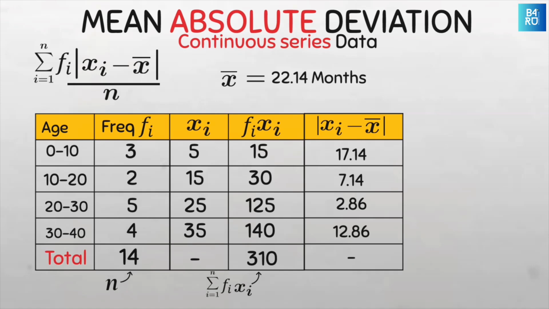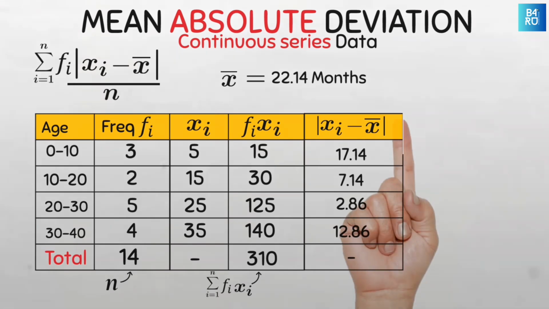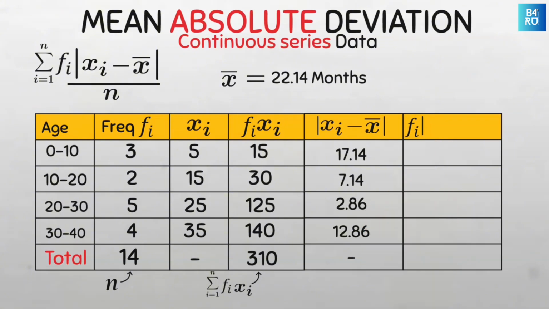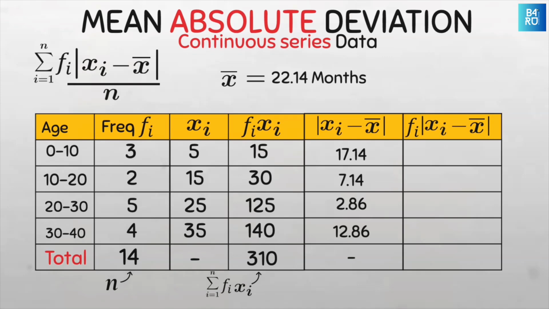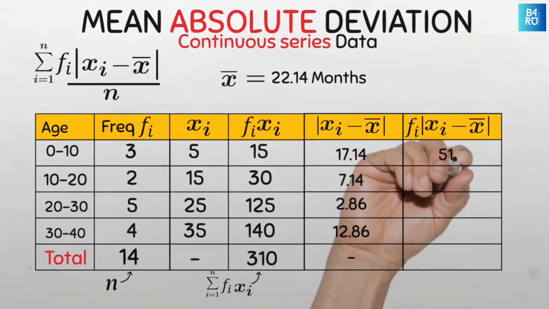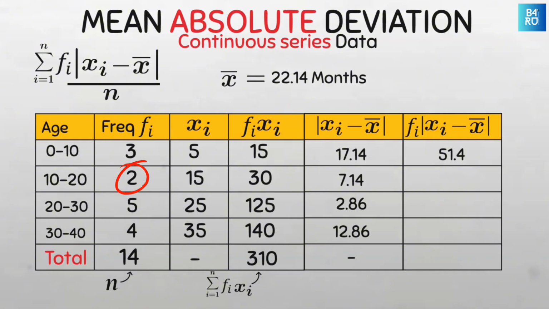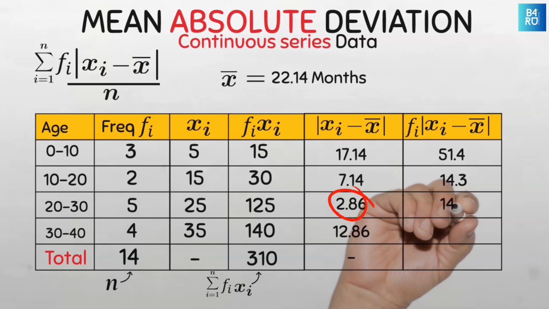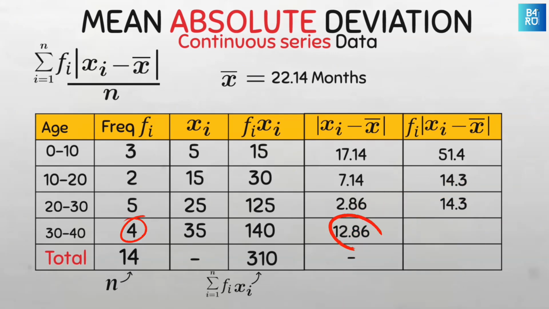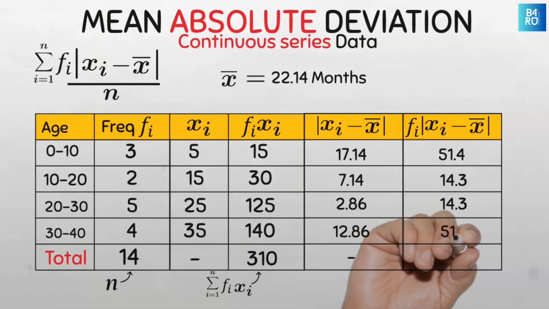Now that we have all the absolute deviations from the mean, the next thing according to the formula will be to multiply each of the frequencies with the absolute deviations. So let's add another column. Here we will label it f sub i multiplied by the absolute deviations. So for the first class, we have a frequency of 3 and an absolute deviation of 17.14. So 3 times 17.14, that's equal to 51.4. Then for the second, 2 times 7.14, that's 14.3. Then 5 times 2.86, that's 14.3 again. And lastly, 4 times 12.86, and that's 51.4.